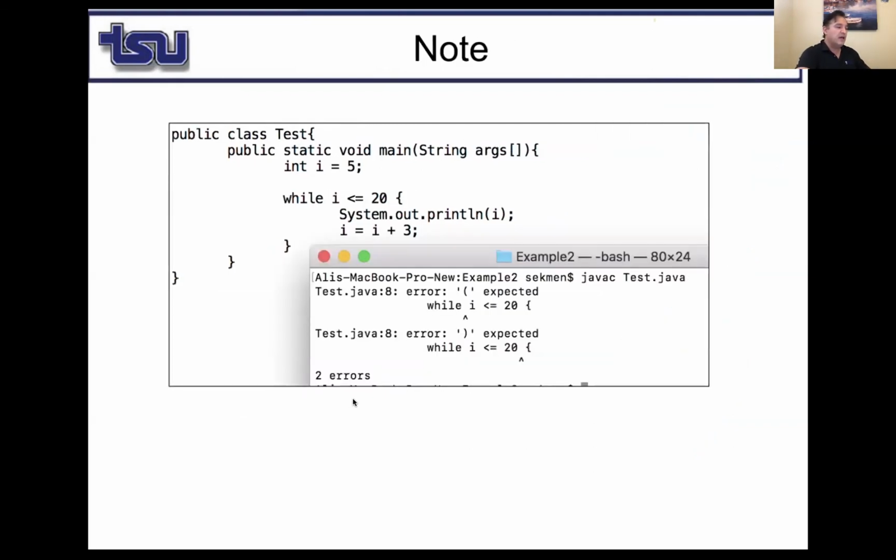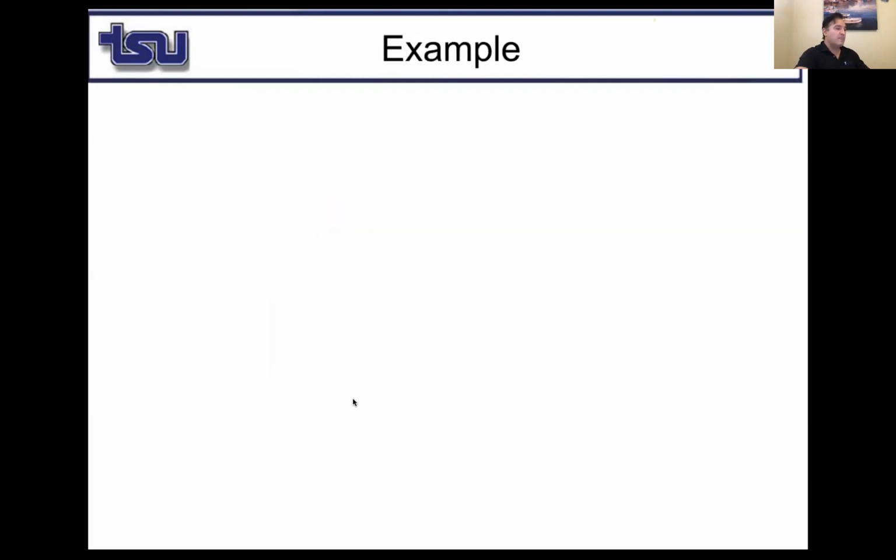How about this one? Now I have a compile error. You see, I'm trying to compile, and it says an error, parentheses expected, and another error, closing parentheses expected. You see here, this and that. That means it is asking us to put what? Parentheses right there. So don't forget the parentheses.